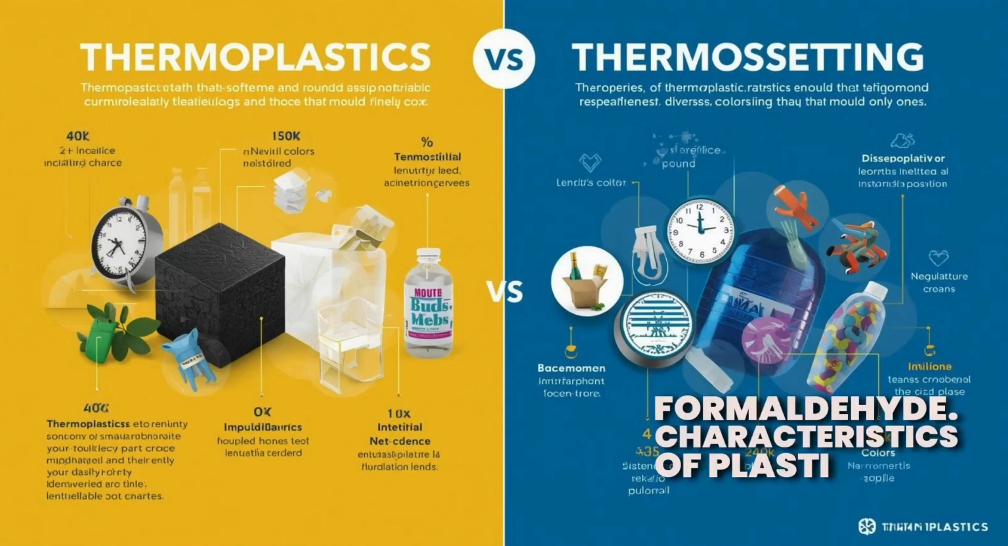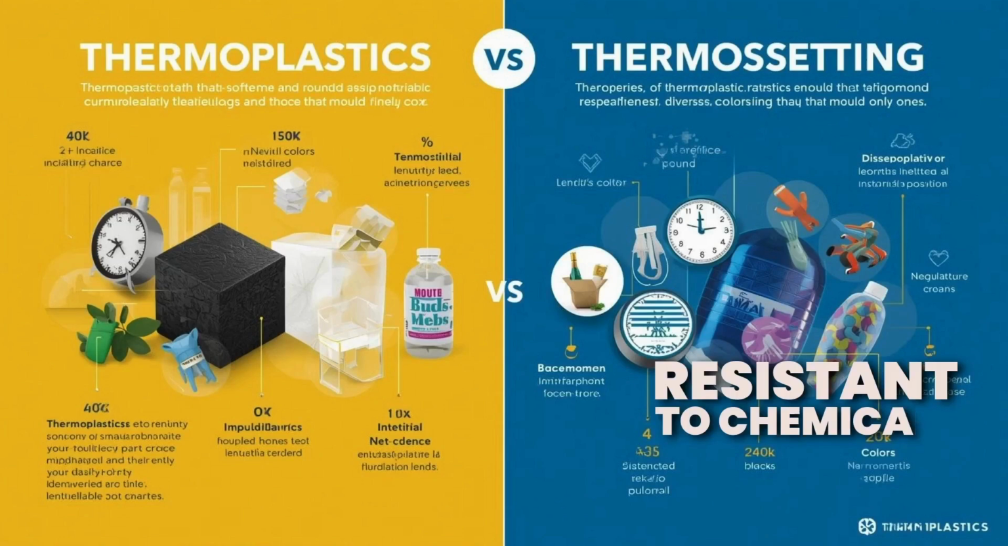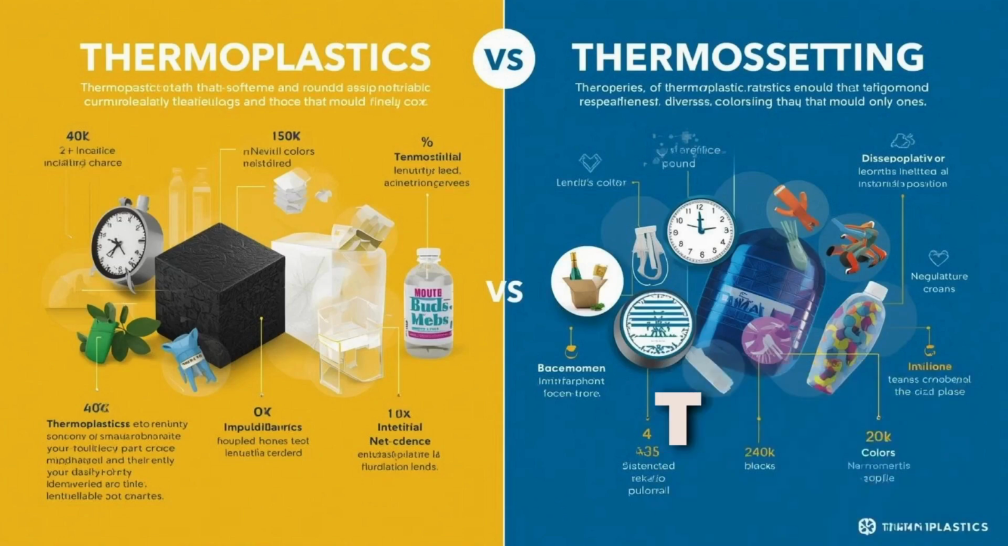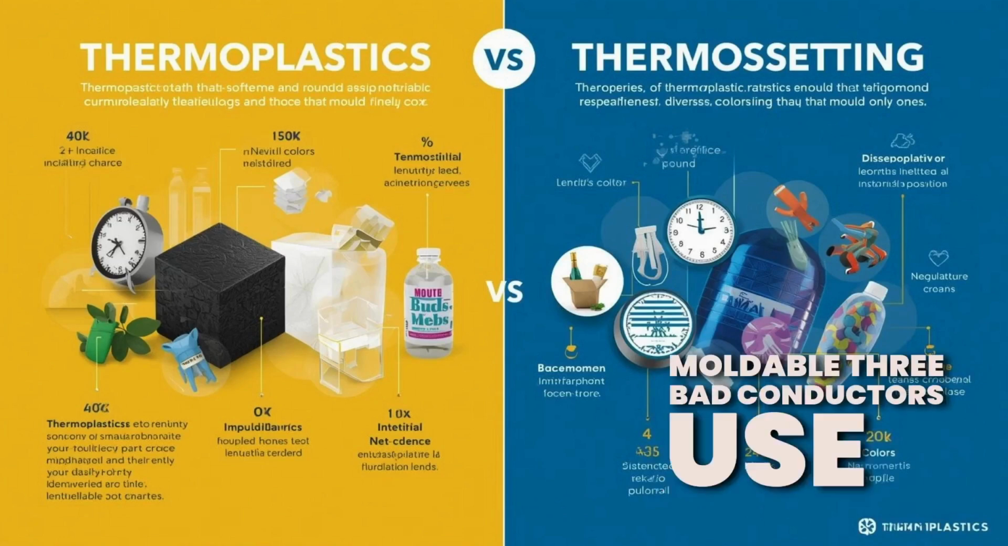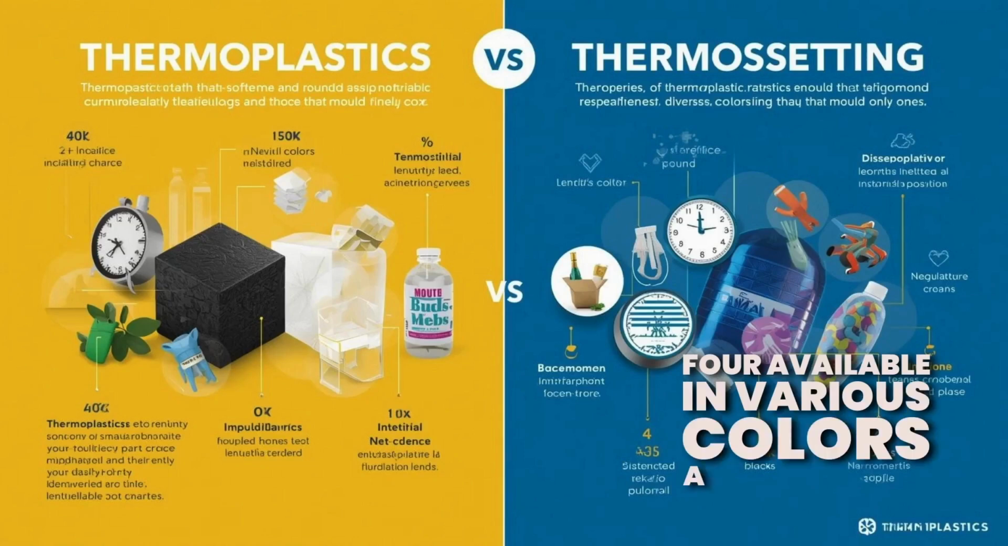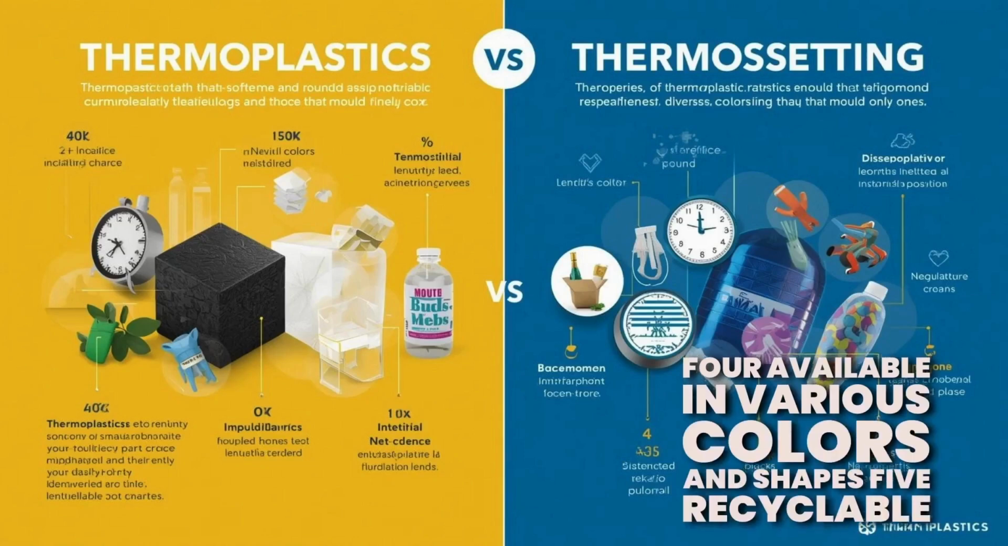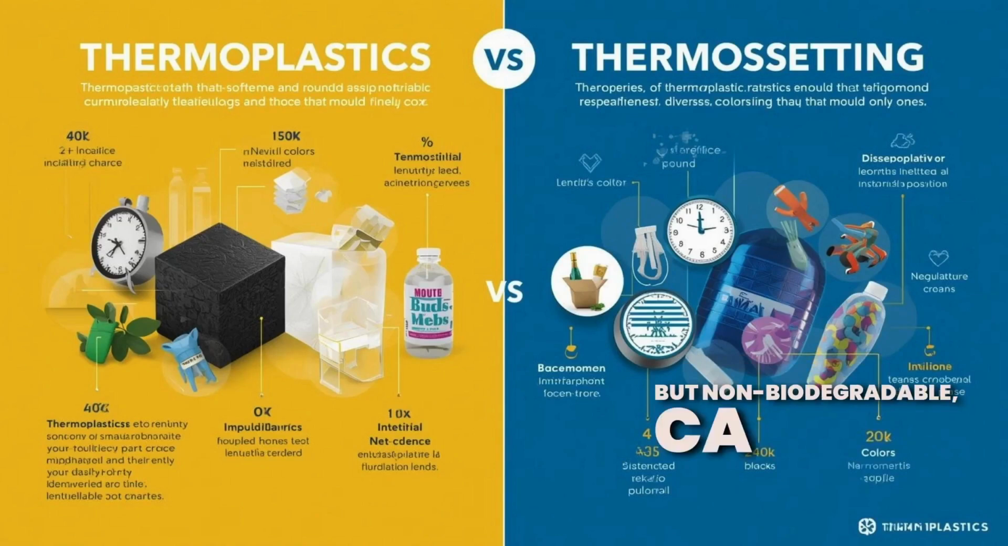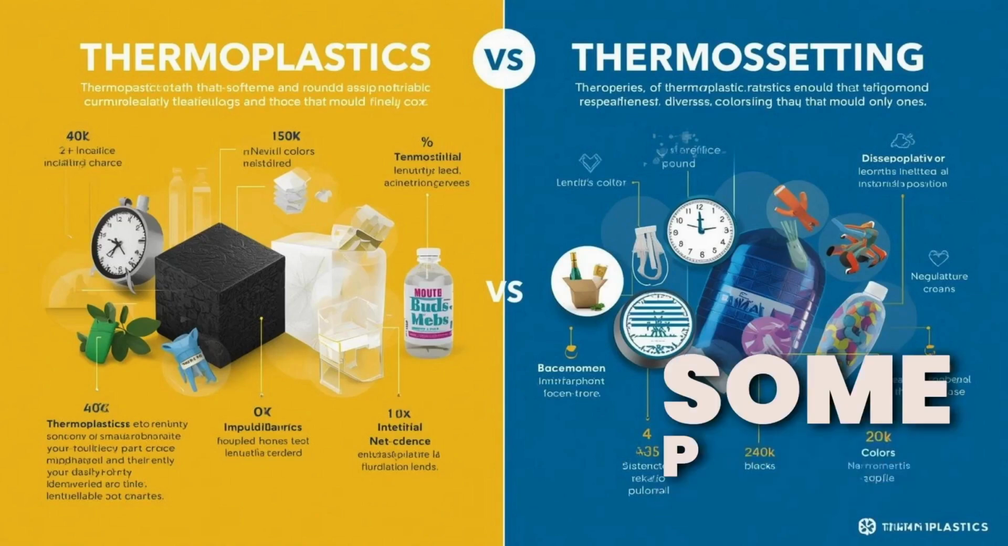Characteristics of plastics. 1. Resistant to chemicals and weather. 2. Light, tough, transparent, moldable. 3. Bad conductors, used as insulators. 4. Available in various colors and shapes. 5. Recyclable but non-biodegradable, causing pollution. Some plastics are brittle.